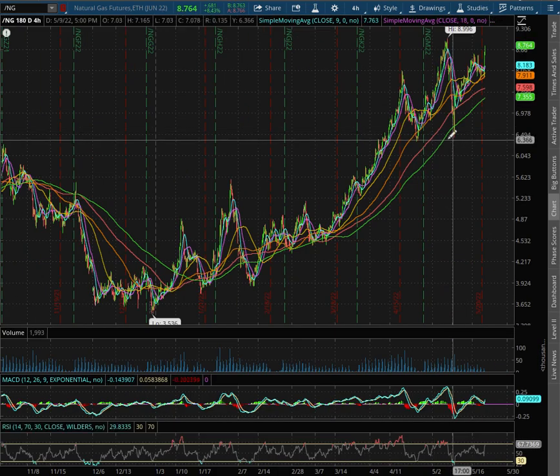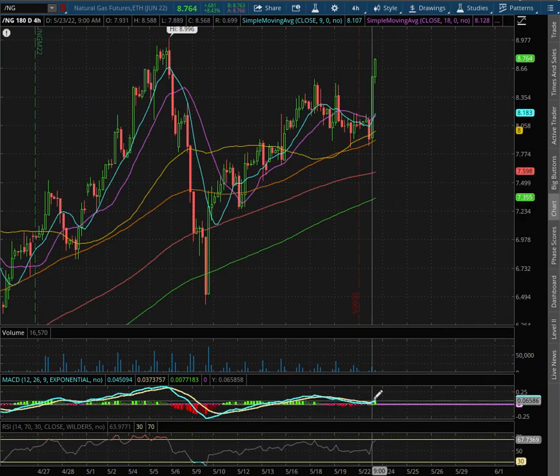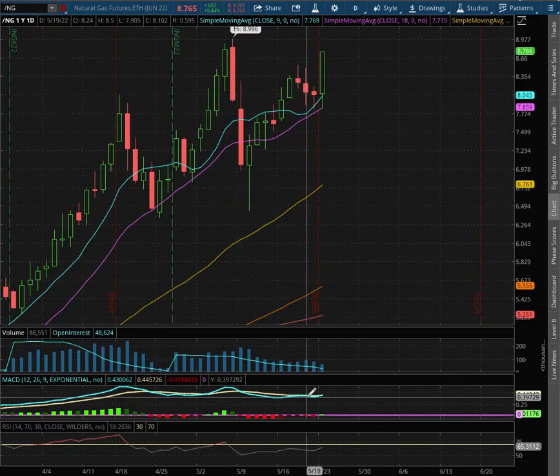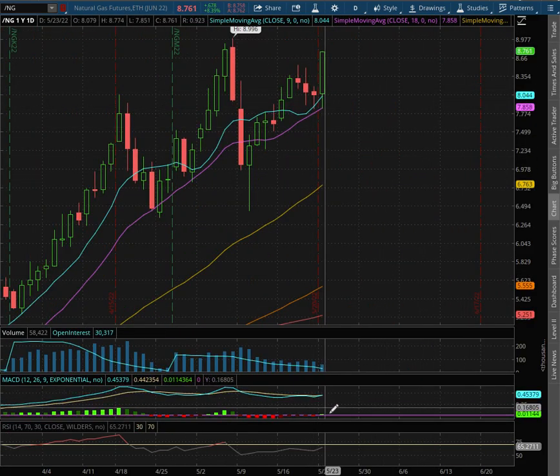$7.96. With the 4-hour chart, we are in positive MACD. We did see it converge. As we extend that further to the daily chart, we still remain in positive MACD, seeing signs of a converge, and we're nearing overbought levels with the RSI.